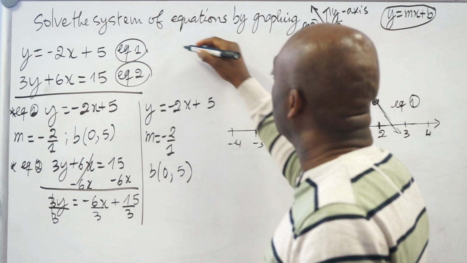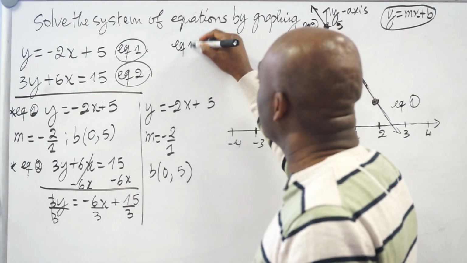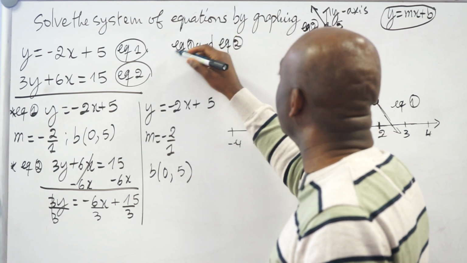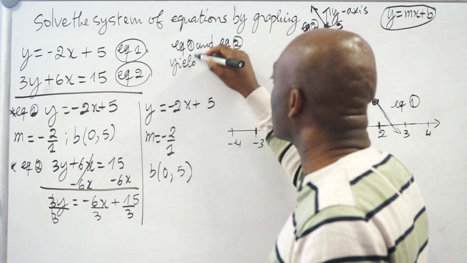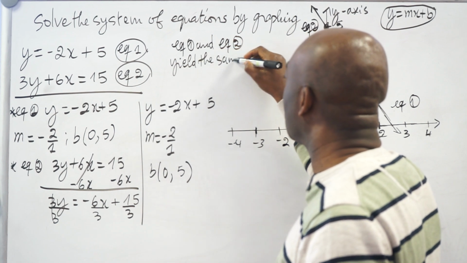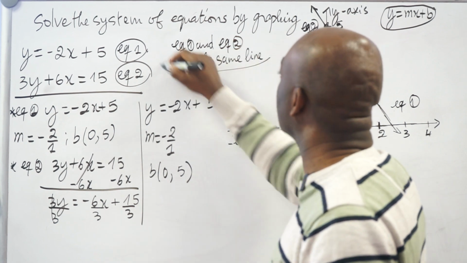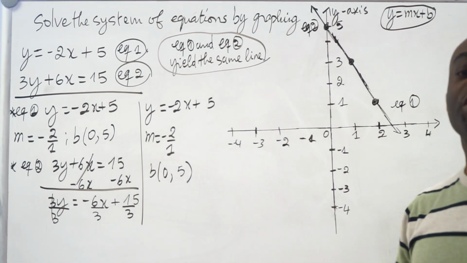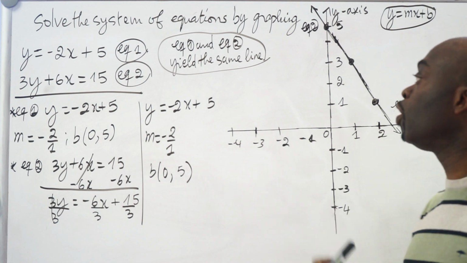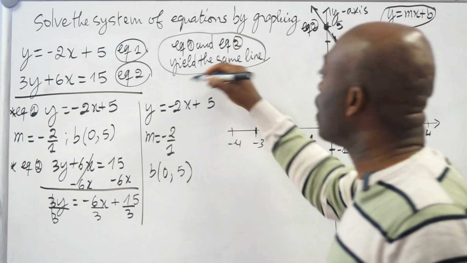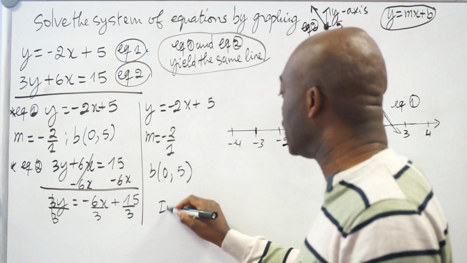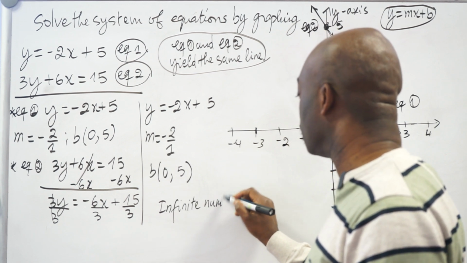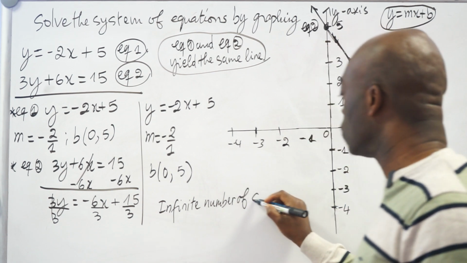So equation 1 and equation 2 yield the same line. If both of them yield the same line, our final solution is called an infinite number of solutions. So our final answer is an infinite number of solutions.